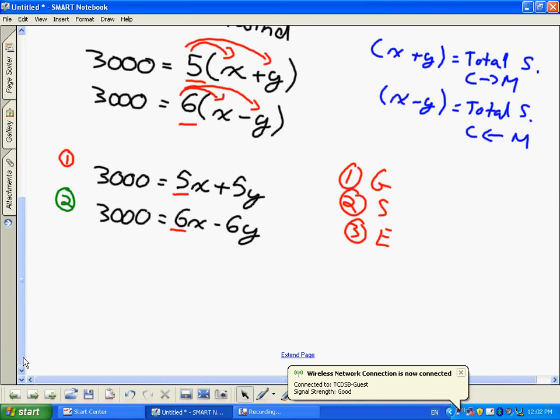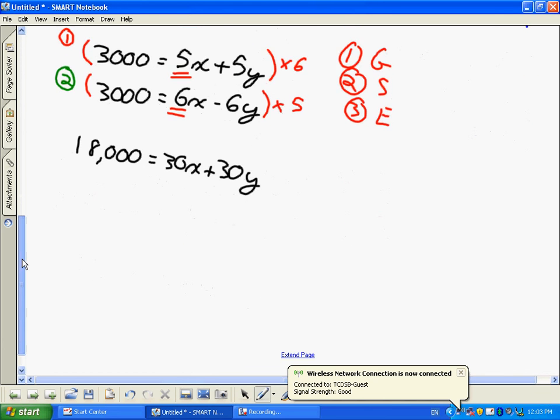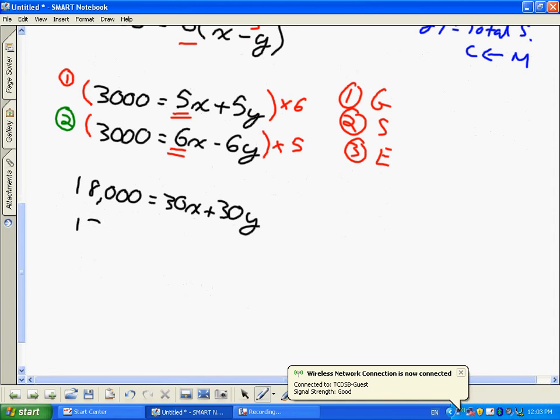Okay, so 30 is our common multiple, so I'm going to multiply the top equation by 6, so that the number in front of the x is 30. And we're going to multiply the entire second equation by 5, so that the number in front of the x becomes 30. So our two new equations will look like this. 6 times 3,000 is going to be 18,000, 30x plus 30y. Our second equation will read 15,000, that's 5 times 3,000, 30x minus 30y.